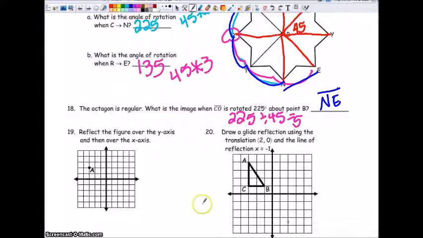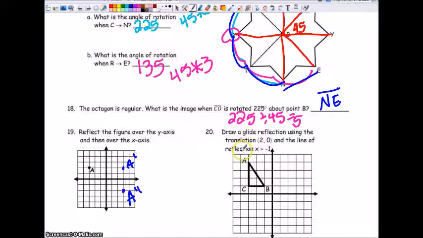Number 19, reflect the figure over the y-axis and then over the x-axis. Over the y-axis is 1, 2, 3, 1, 2, 3. So there's your A prime. Now over the x-axis, 1, 2, 1, 2. So your final answer is A double prime.